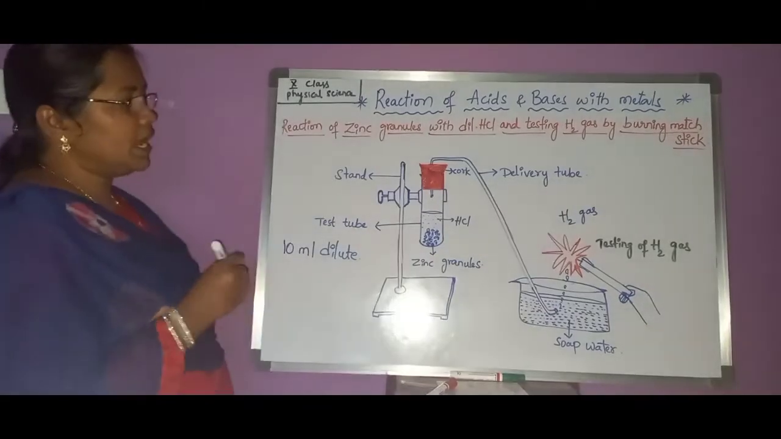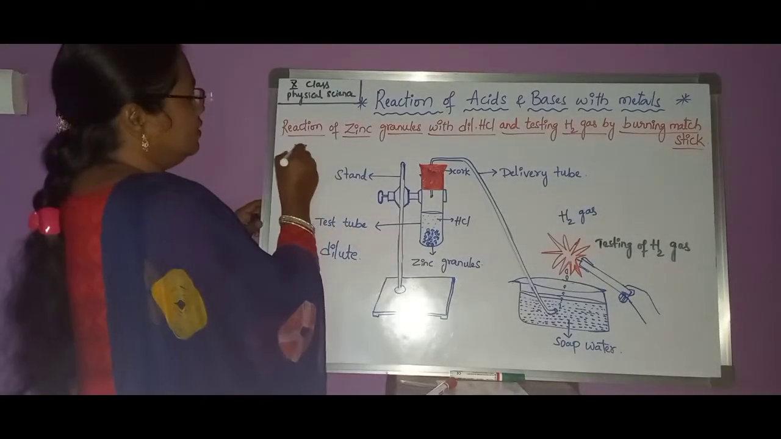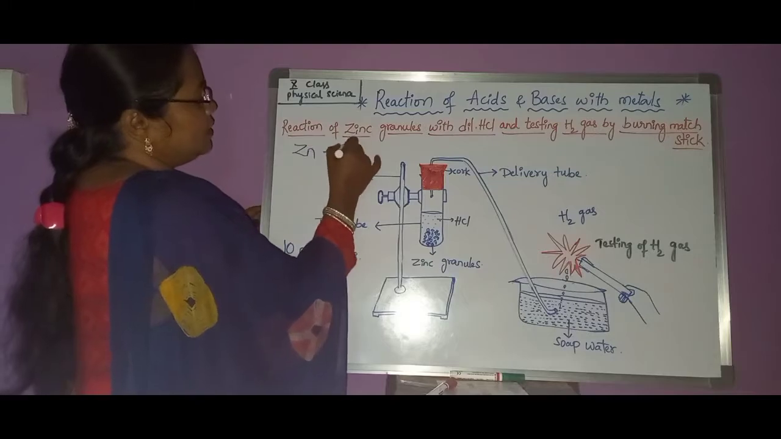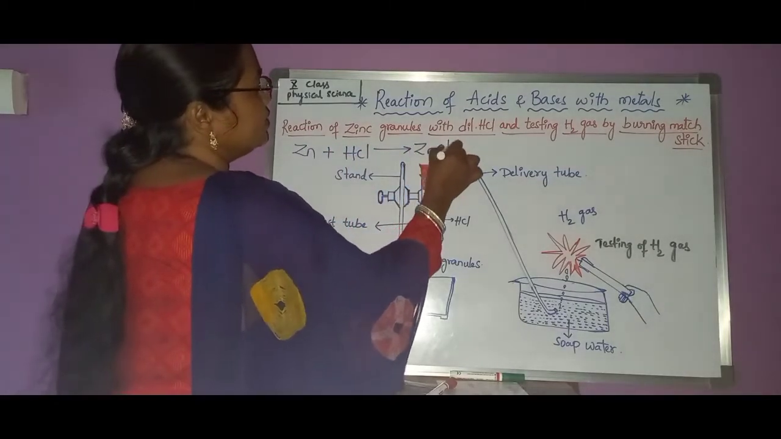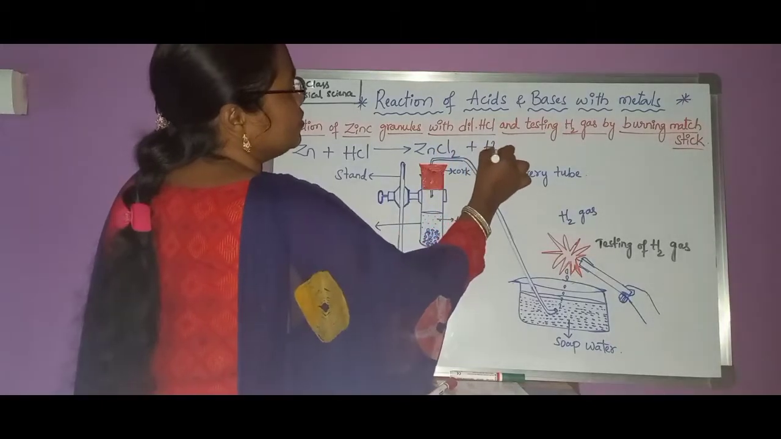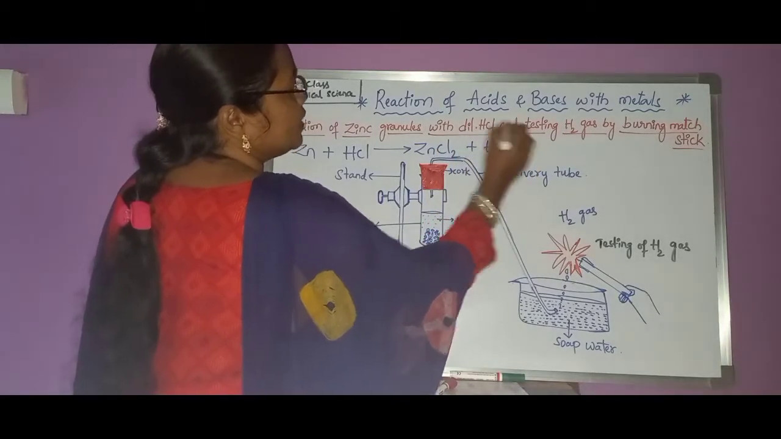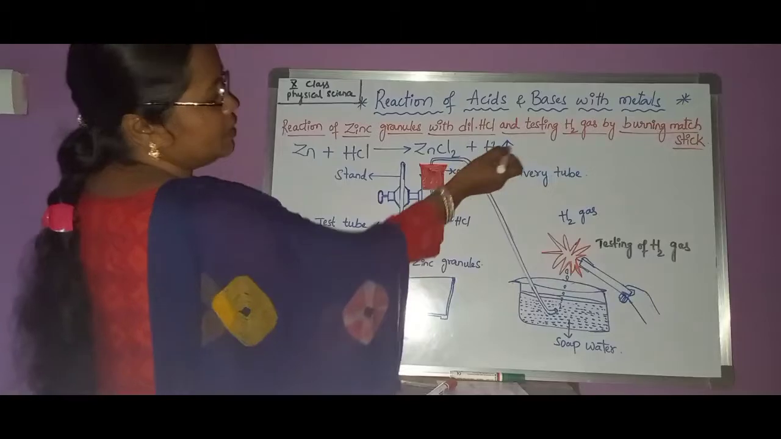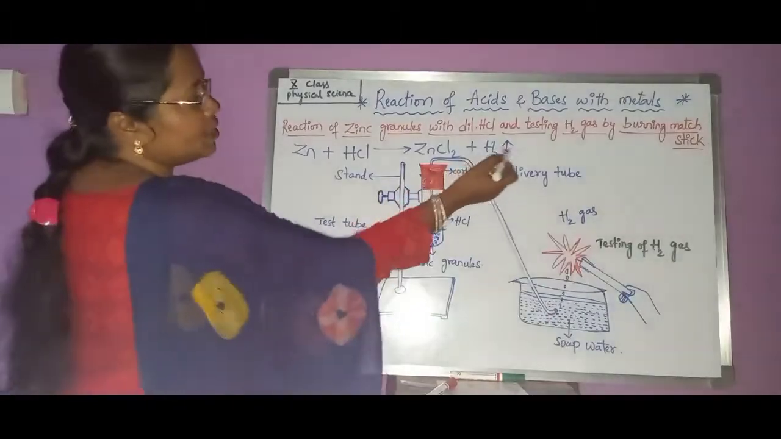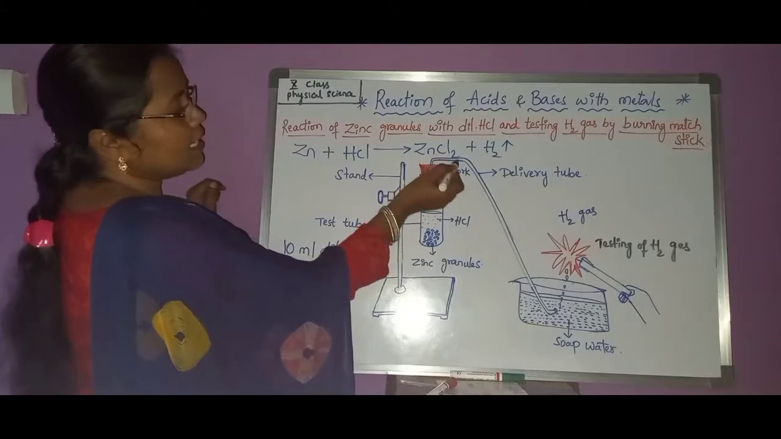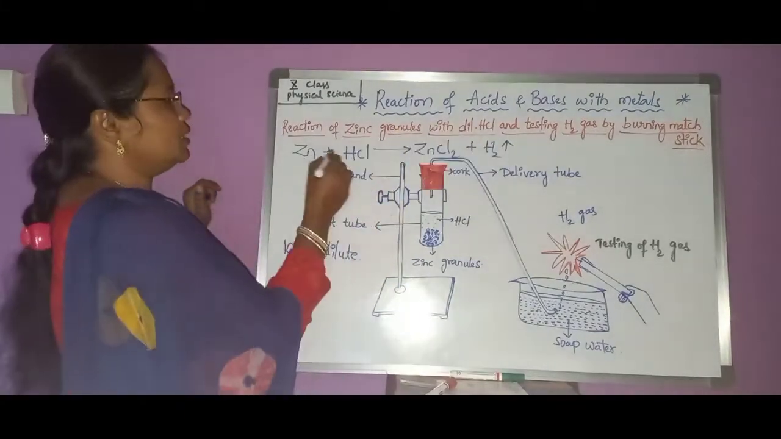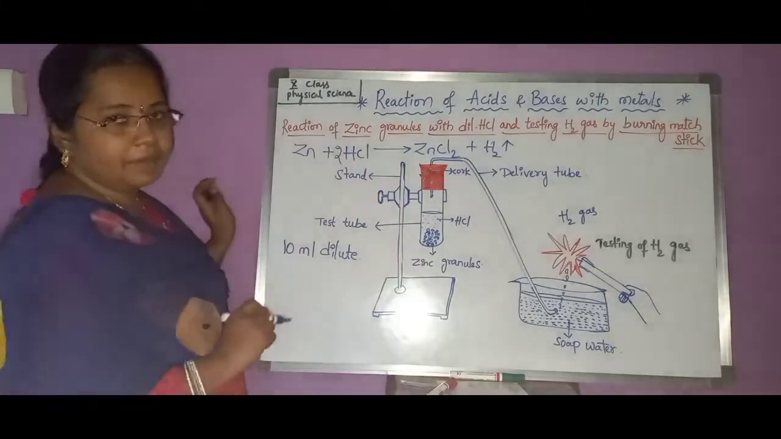So if we observe the reaction, zinc plus dilute HCl gives zinc chloride, ZnCl2, plus H2 gas. Being a gas, I have represented it with an arrow mark in the upward direction here. Okay, in order to balance this equation, as 2 chlorines are there and 2 hydrogens are there, simply put 2 in front of HCl.